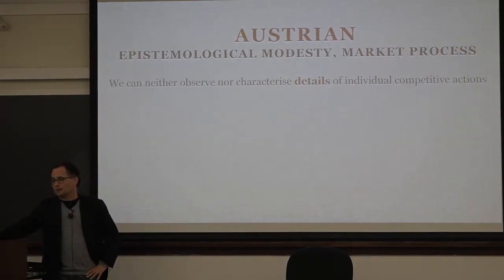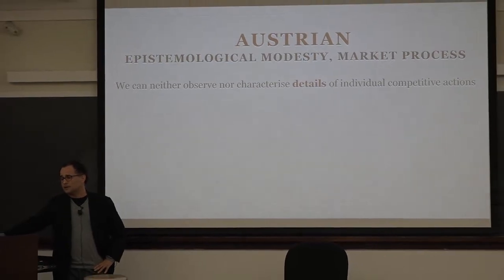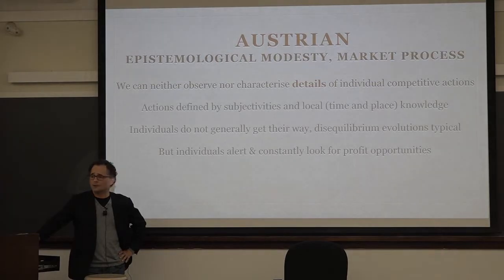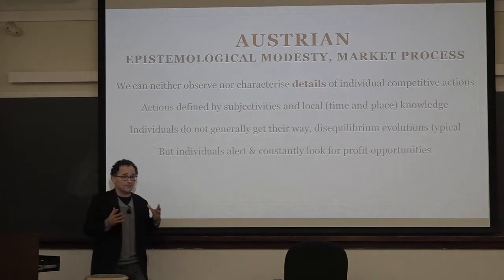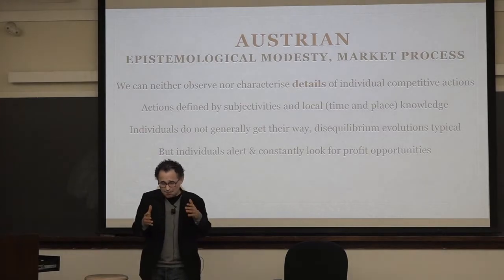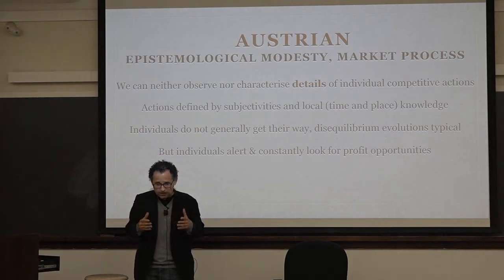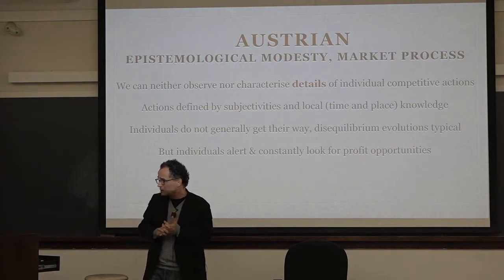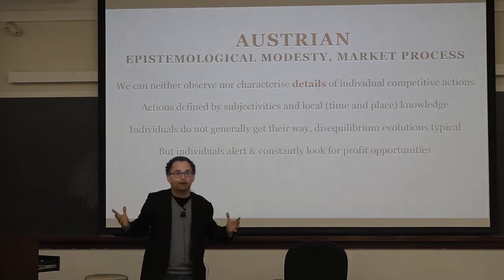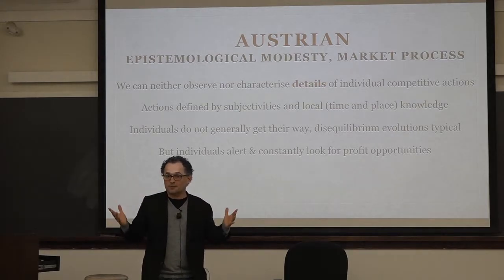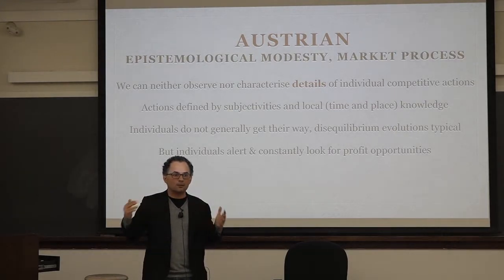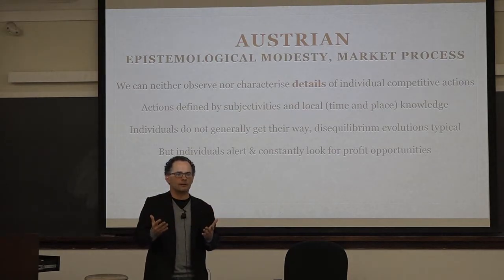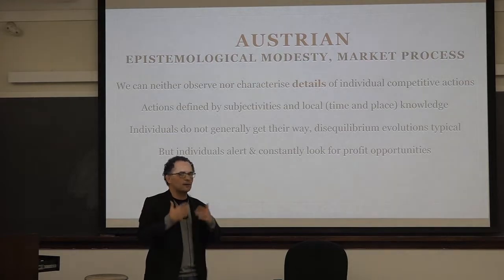Couple of things. According to the Austrians, we can neither observe nor characterize the details of individual competitive actions. Why? Because individual competitive actions are defined by subjectivities and local time and place knowledge that is just not accessible to us as observers. Perhaps more importantly, people don't get their way. People make plans, but the reality is that people's trajectories dynamically over historical time are disequilibrium trajectories in the sense that they're not getting the outcomes they wanted.